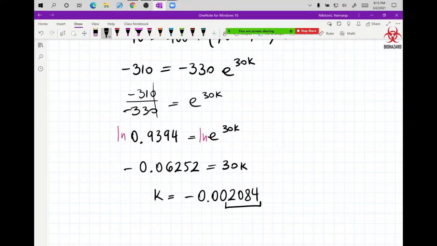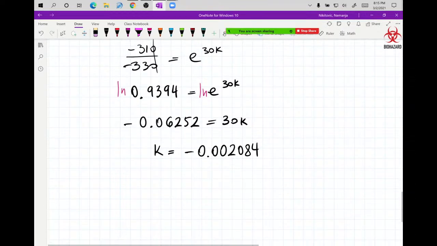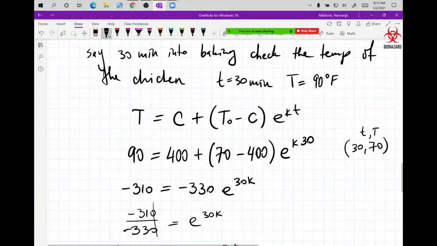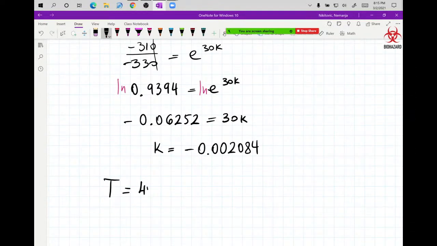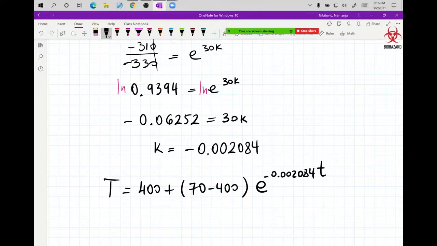2084. See, 4 significant digits here, so we don't count the string of zeros. And this is the k that pertains to this particular situation. So my temperature is, for the problem, 400 plus 700 minus 400 as E to the negative 0.002084 T. That's it.